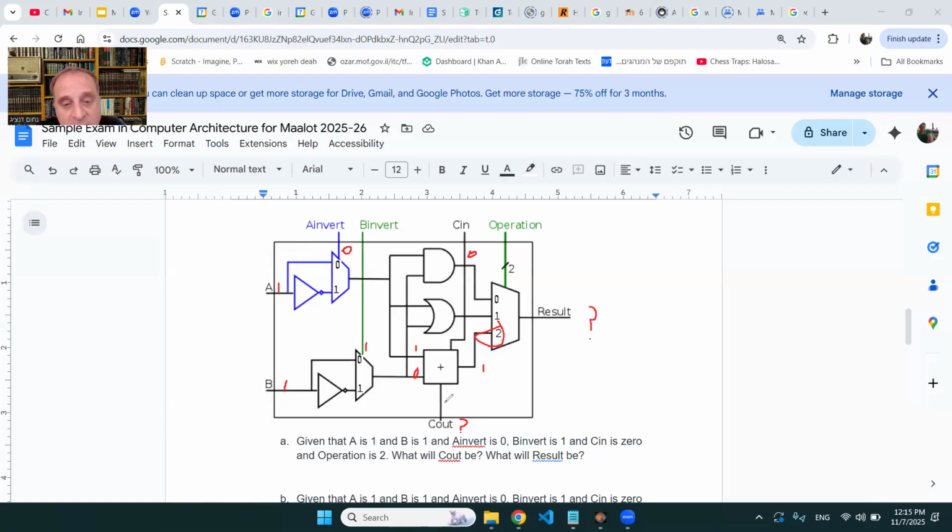Now, carry out is asking, what is the number that goes to the next column? Remember, when you add numbers, sometimes the number goes to the next column. You add 9 and 2 in regular math, you're going to get 11, so there'll be a 1 going to the next column. If you add 9 and 4, you're going to get 13. So you get a 3 in the original column, but there'll be a 1 carrying over to the next column. So carry out is what carries over into the next column.